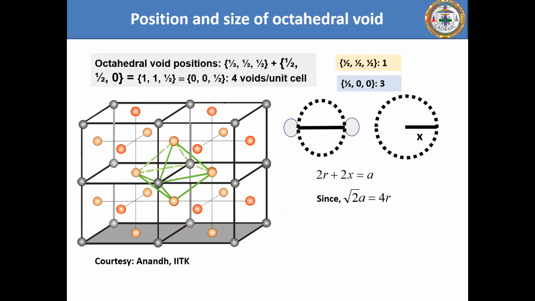No? So when you talk of this, now I'm talking of FCC. That's what I didn't go into, BCC. Again, the BCC thinking will be a bit harder. So okay, root 2a is equal to 4r. Now you have to just put it in this equation.